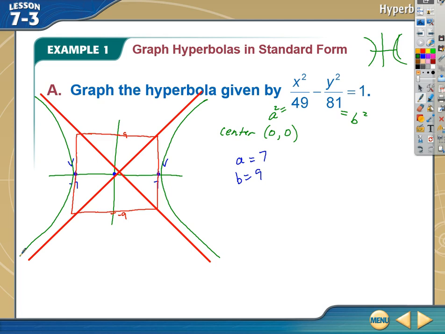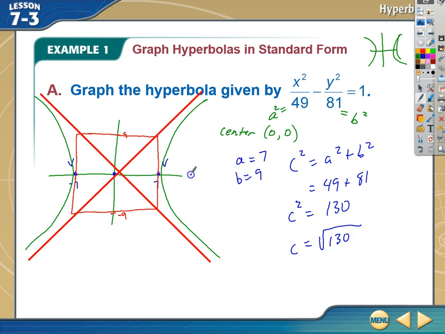All right. The last part is to find my focus, and so that's my C. So again, C squared is equal to A squared plus B squared. I just plug in. That's equal to 49 plus 81, which is equal to 130. That's C squared. C is equal then to the square root of 130. If you need to for your calculator, it's about 11. So out here, there's my focus number 1. That's square root of 130. And my focus number 2 is out over here at negative square root 130.